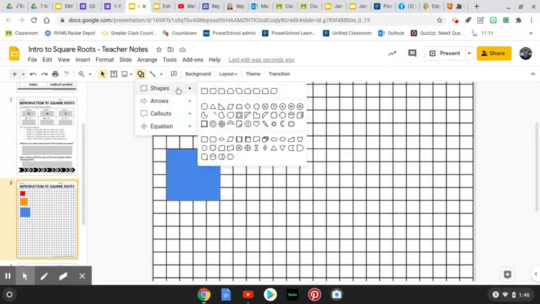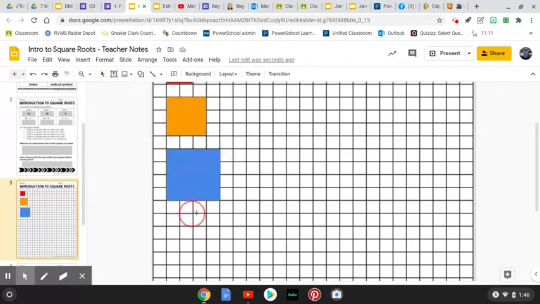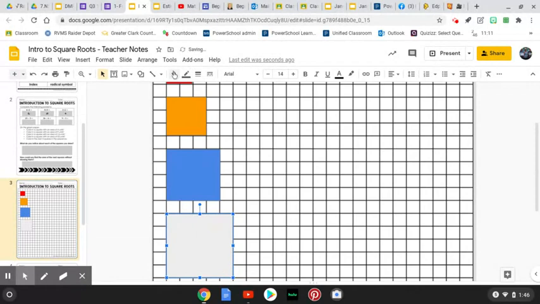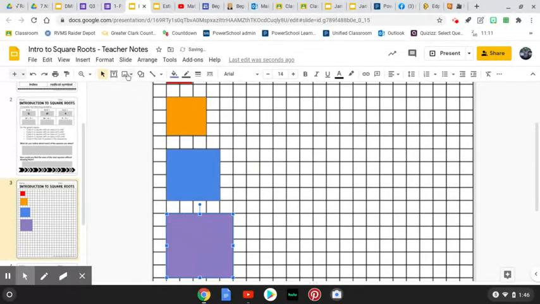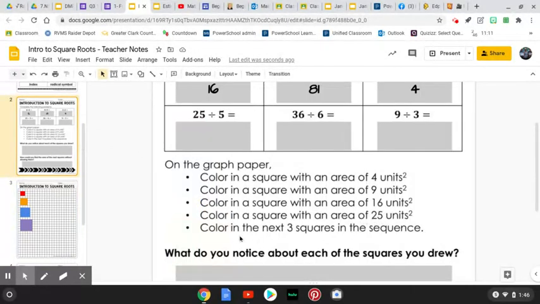Insert shape. 5, 1, 2, 3, 4, 5 times 1, 2, 3, 4, 5. So 5 times 5 gives me an area of 25. That's why they keep calling these square units. Come back up here. Color in the next squares, 3 squares in the sentence.